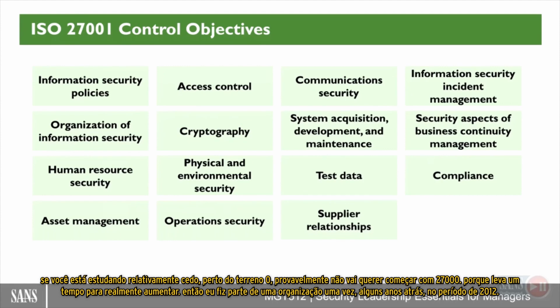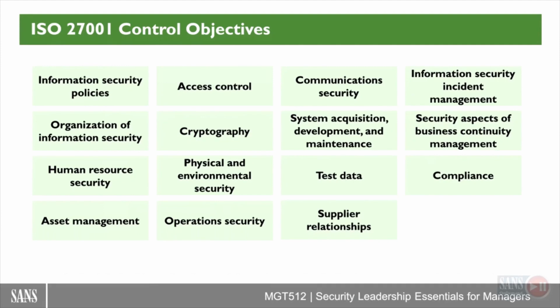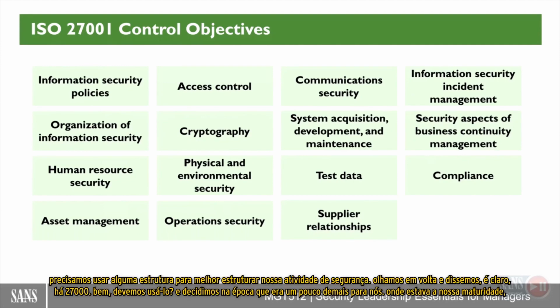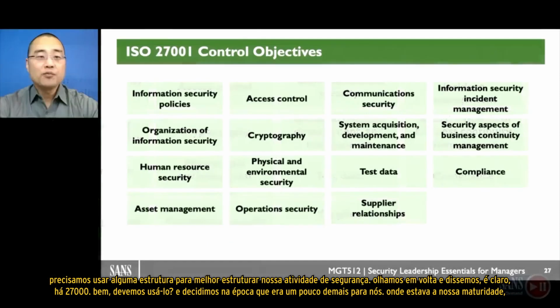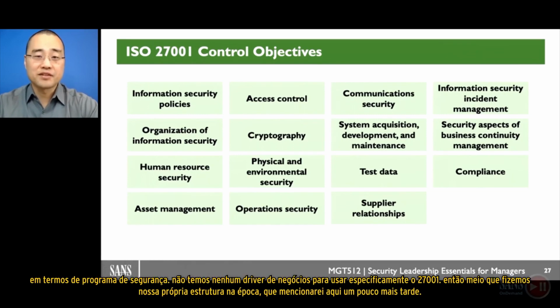And so I was part of an organization once a number of years ago. This was in the 2012 timeframe. And we found that we needed to use some framework to better structure our security activities. And we looked around and we said, of course, well, there's 27000. Well, should we use it? And we decided at the time that it was a little bit too much for us, where our maturity was at in terms of the security program.